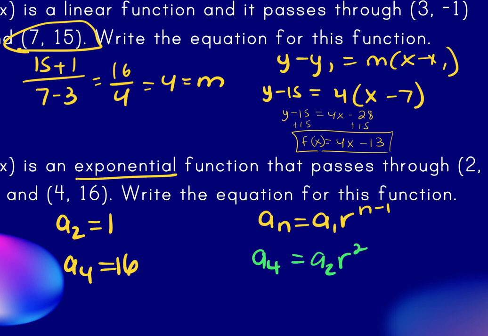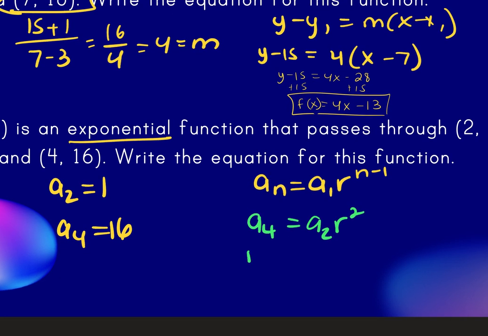2. So now plug in your A4, which is 16. Plug in your A2, which is 1, times R squared. And I get R is equal to the square root of 16, technically plus or minus, but we don't do plus or minus when you're finding the rate of change. It's just the square root, which would be 4. Do you have to find A1 now?